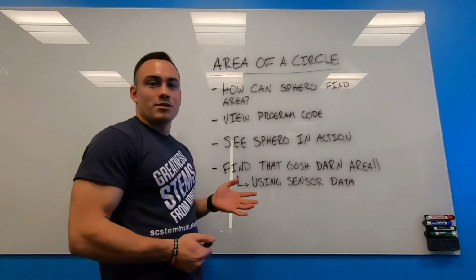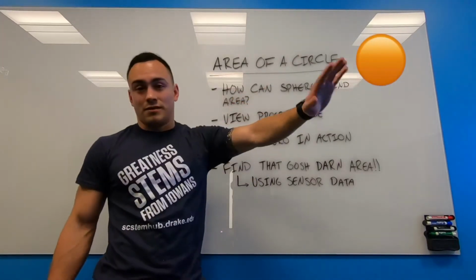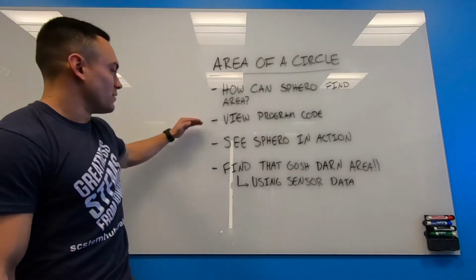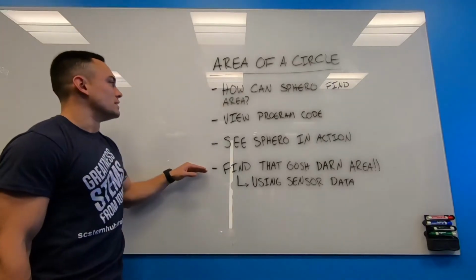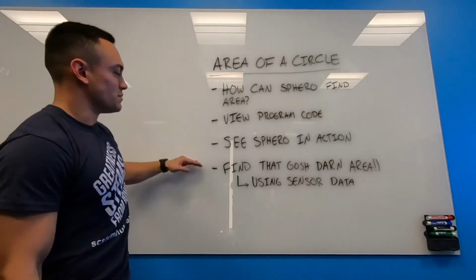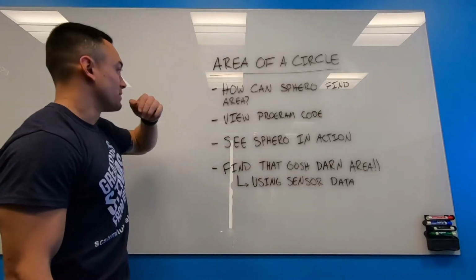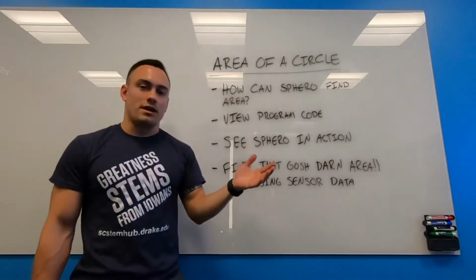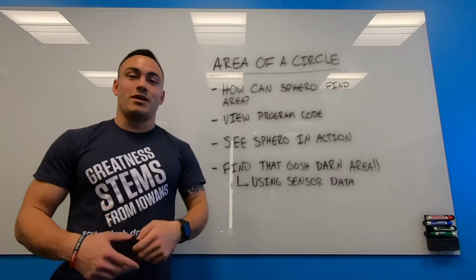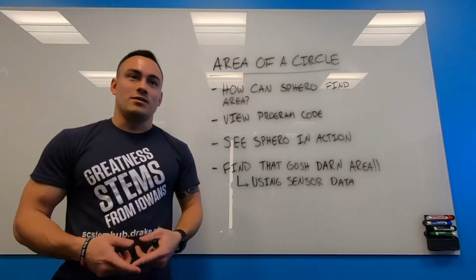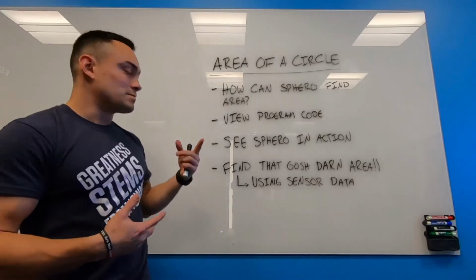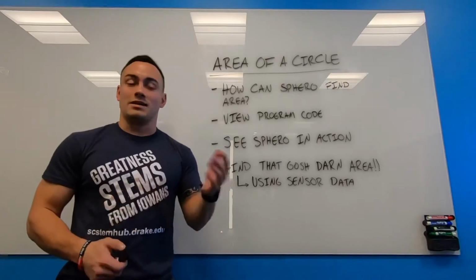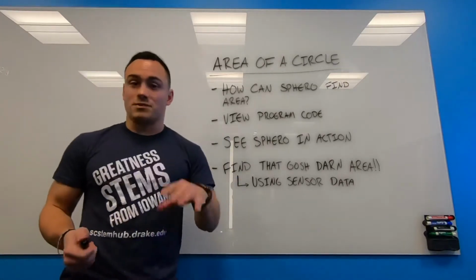So today we are going to go over the area of a circle and finding that with a Sphero robot. I wanted to outline what we're going to do today, and we're going to do 4 simple steps, kind of 4.5. But first we're going to basically go over how can Sphero even find the area. For this exercise we're going to do the area of a circle, but you'll soon find out you can program the Sphero to go in any shape you want, and you can manipulate it to do anything you want. But for this exercise we're going to do a circle.